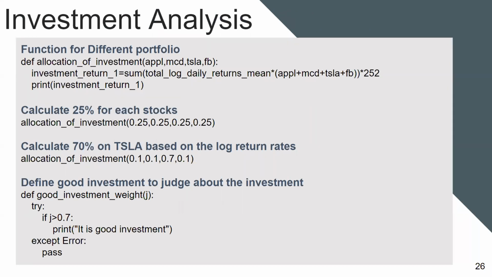Then we create the function called allocation of investment to calculate different returns at different investment ratios. By making different investment ratios to different companies, we found that when investing, the greater the proportion of Tesla is, the greater the return is. And we defined the function called good investment weight to judge whether this investment is good or not. If the investment ratio is higher than 0.7, it means it is a good investment.